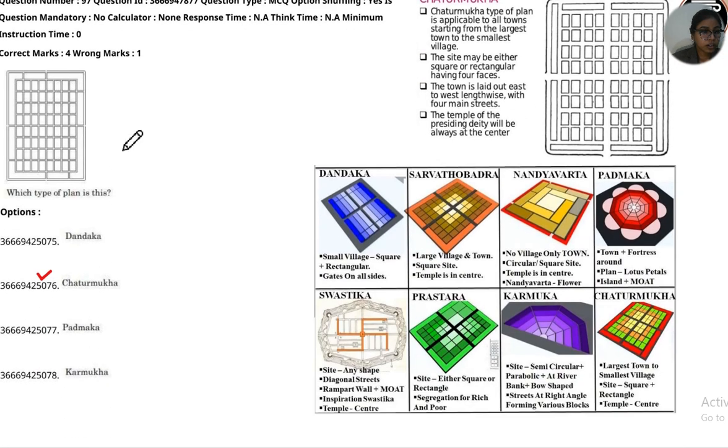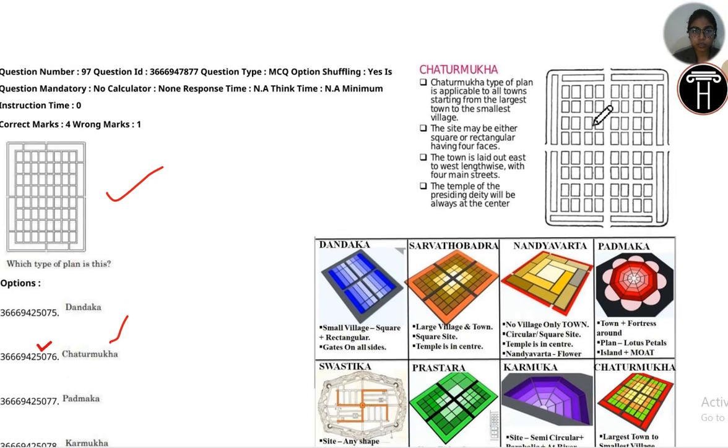Next, a type of plan is given to you, and the question is asking which type of plan this is. So this is your Chaturmukha. Now we will see all the types of planning systems one by one. Let's start with the Chaturmukha. As the name symbolizes, four gates, or Chaturmukha. This type of plan is applicable to all towns, from the largest town to the smallest village. The site may be either square or rectangular. This is important.